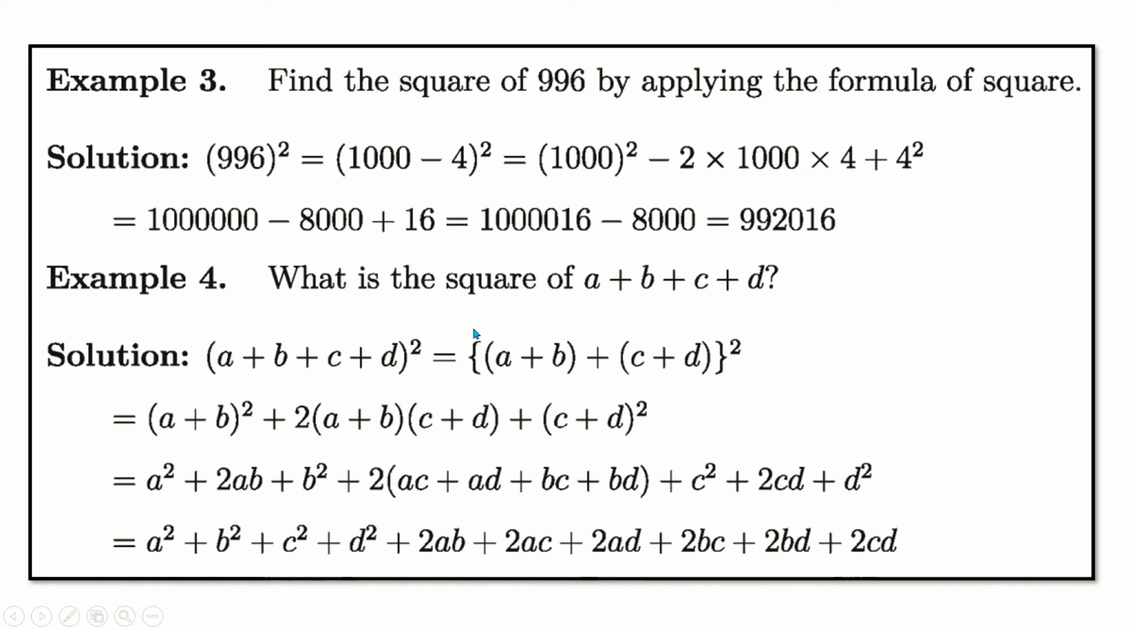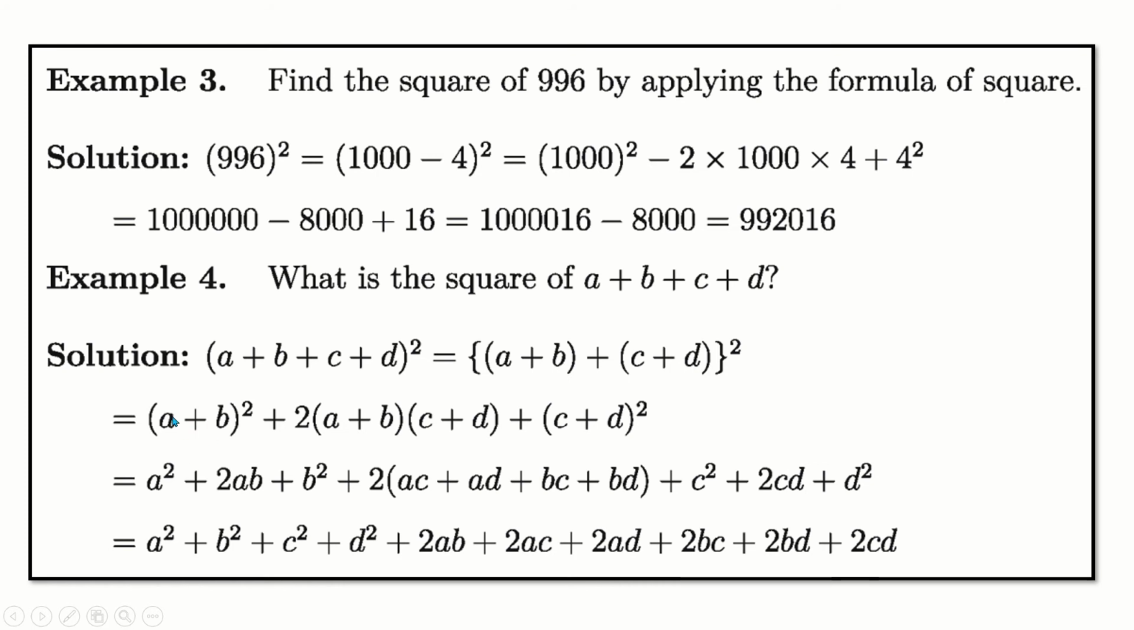And another example: what is the square of a plus b plus c plus d? A plus b plus c plus d whole square. We can take a plus b as A and c plus d as B. So A plus B whole square. This is equal to A square, meaning a plus b whole square, plus 2 into A into B plus B square, where B means c plus d.